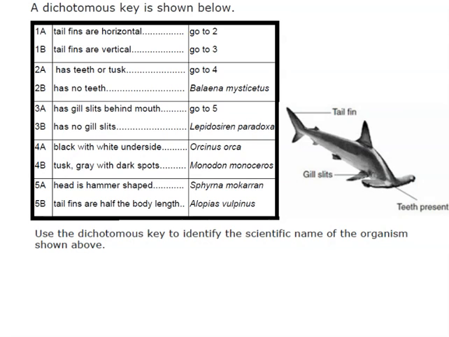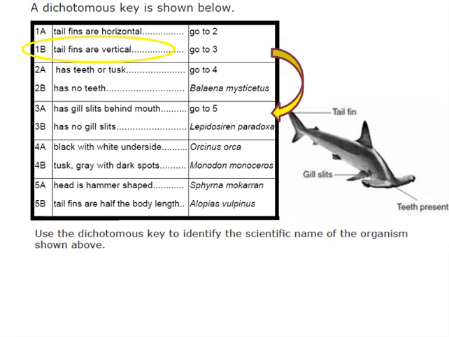A dichotomous key is shown below. Use the dichotomous key to identify the scientific name of the organism shown below. So there's 1, 2, 3, 4, 5, 6 different scientific names of organisms there. We just have to key out that what looks like a hammerhead shark, right? 1A, tail fins are horizontal. That would be going like east to west, right? Across. 1B says tail fins are vertical. That's going up and down, north and south. So that's what I see with that tail. So we're going to 3.